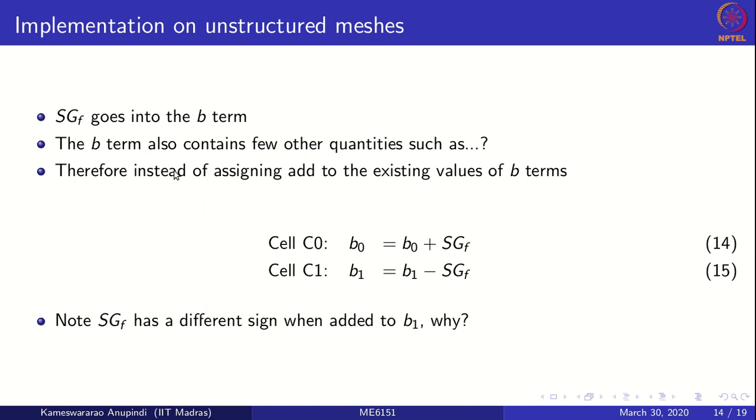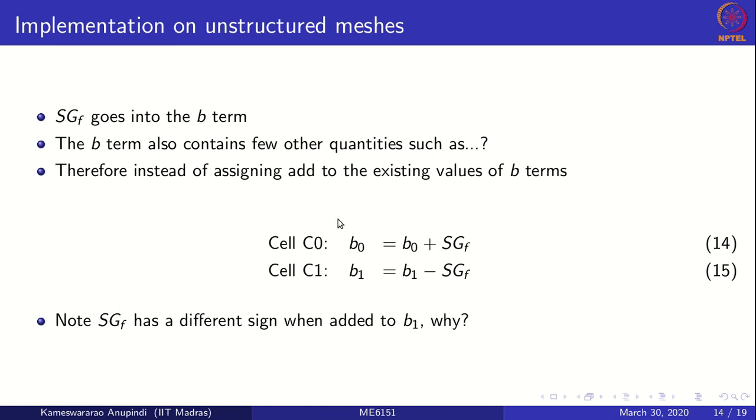That means the B term contains not only the secondary gradient term but also other quantities. What are the other quantities that the B terms for the cells contain? They contain the source term Sc times delta V, of course, and also some contribution from any Dirichlet boundary conditions if you have them. So those also go into the B term. As a result, we cannot simply assign the secondary gradient to the B term of any cell. Rather, we have to add to the existing B value, because the B term might already contain values from the boundary conditions, the source terms and so on. So you cannot override it with only the secondary gradient term.